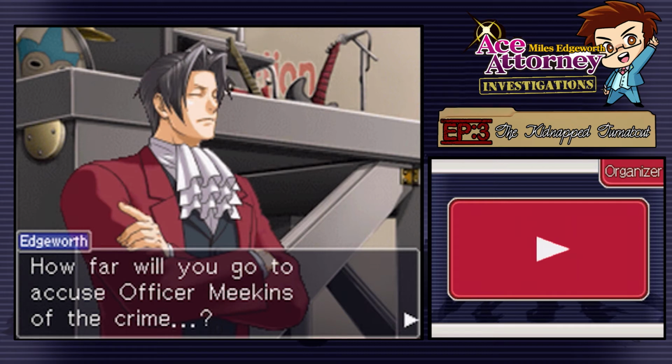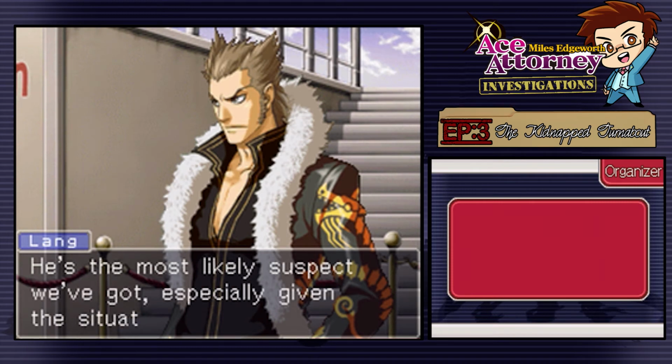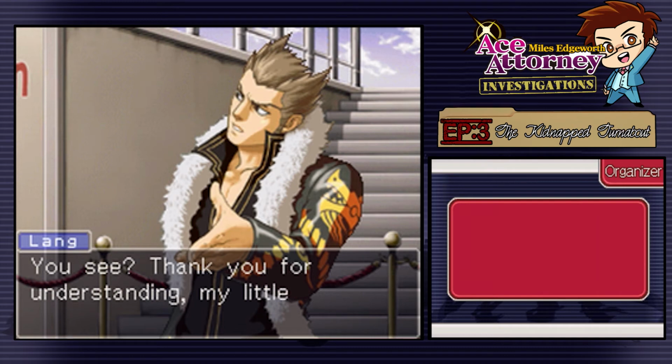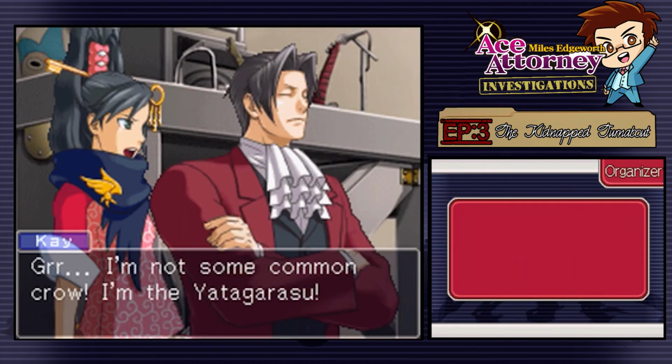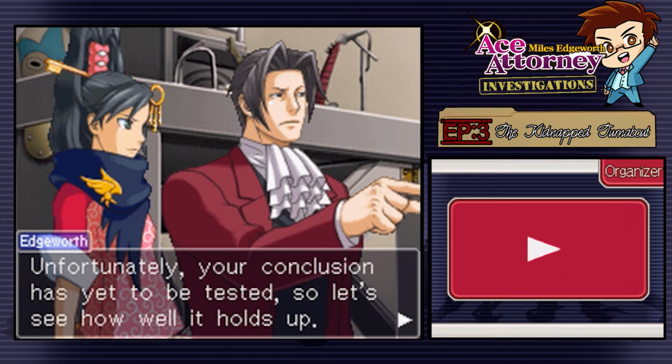Wait a minute. Wasn't the entry wound the abdomen? That means the roles were reversed. How far will you go to accuse Officer Meekins of the crime? He's the most likely suspect we've got, especially given the situation with this gun. Well, even if he is the killer, at least my recreation was on the mark. You see? Thank you for understanding, my little crow girl. I'm not some common crow. I'm the Yatagarasu, the Raven of Legend. Unfortunately, your conclusion has yet to be tested, so let's see how well it holds up.